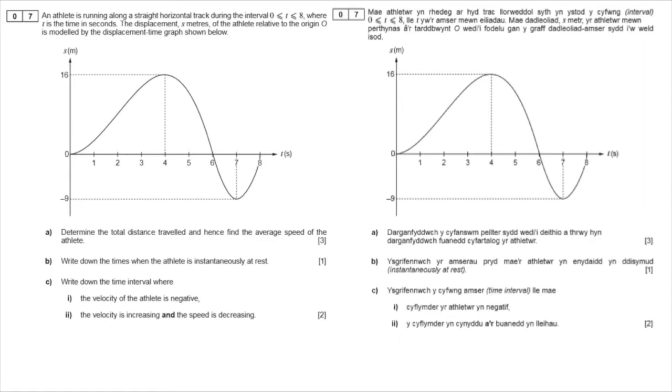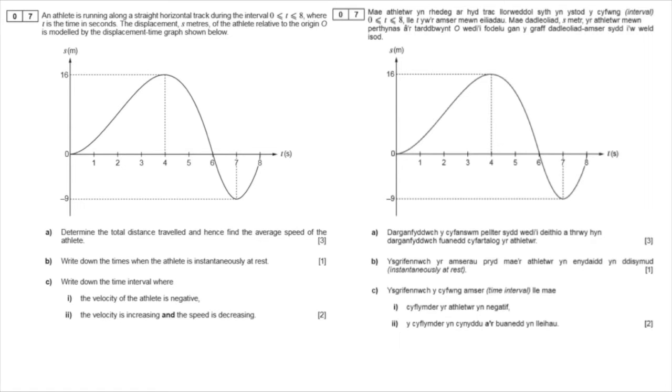We should notice that during the first 6 seconds, the athlete runs out to a displacement of 16 meters in the positive direction and then returns to O. At time t equals 6, the athlete has returned to position O, but he continues past his initial starting point, and so the displacement becomes negative.